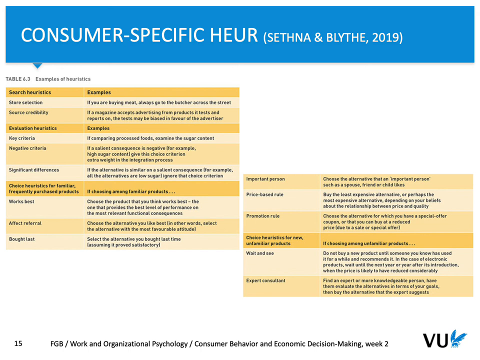Now, let's think about examples for all the other heuristics in consumers. Or maybe there's something that we can add to this list. Do you think that it's possible to add a new heuristic?